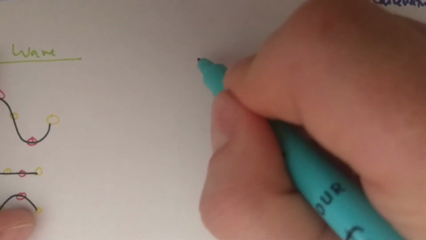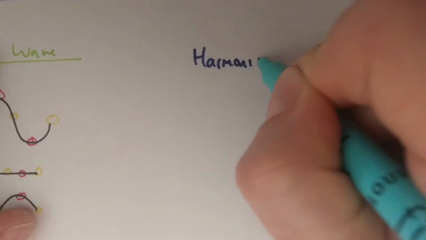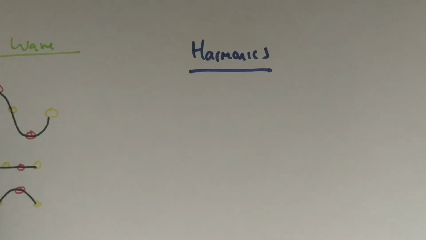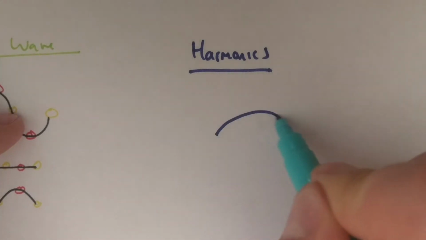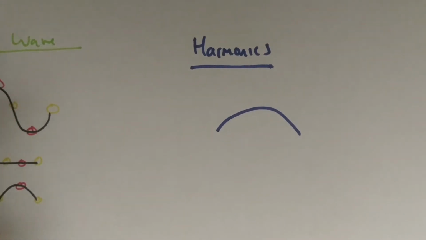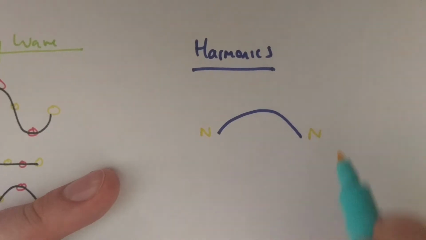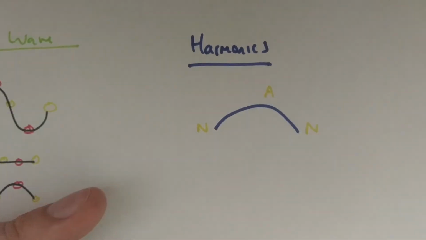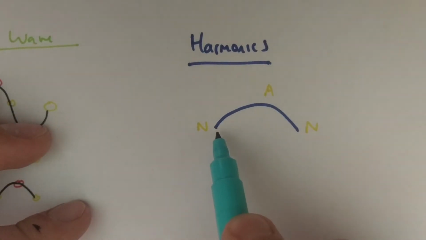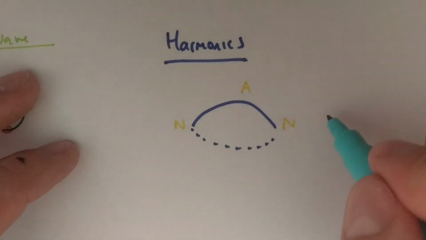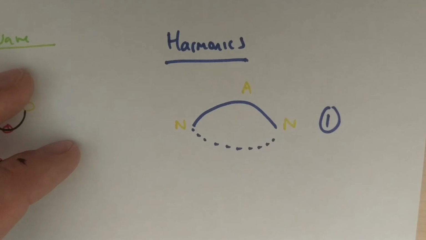With our standing waves, we can make some equations out of them, and these come from our harmonics. So the harmonics depend on the wavelength of the wave and also the length of the string. So the first harmonic you can make looks simply like that. So you have two nodes on the ends, you have an antinode, and this will oscillate from that position to that position. So this is our first harmonic.